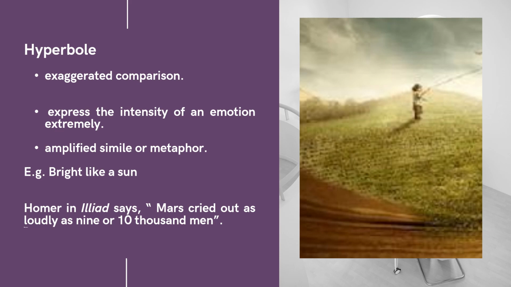For example, bright like a sun. Her face is bright like a sun. We know that no face will be as bright as the sun, but the poet is exaggerating. In the Iliad, Homer says, Mars cried out as loudly as nine or ten thousand men. We know that no single person can cry as loud as nine or ten thousand men. Here, it's also a case of exaggeration.